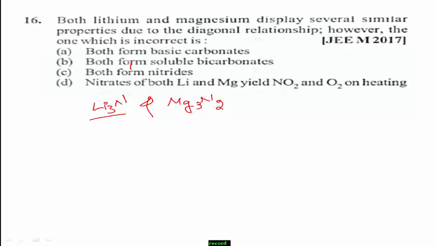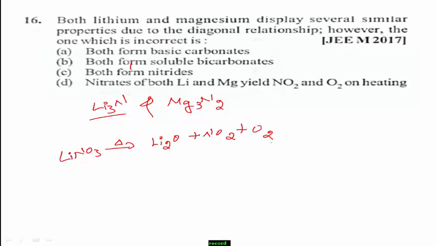Yes, bicarbonates of lithium and magnesium are more soluble in water than carbonates, whereas carbonates of the alkali metals are more soluble. Hydroxides and nitrates of both lithium and magnesium decompose on heating to give oxides. For example, lithium nitrate undergoes decomposition and forms lithium oxide, nitrogen dioxide and oxygen.